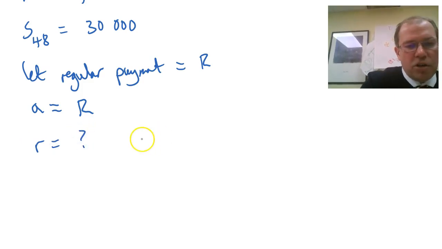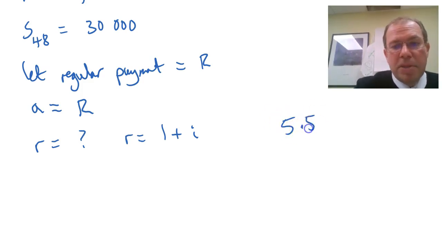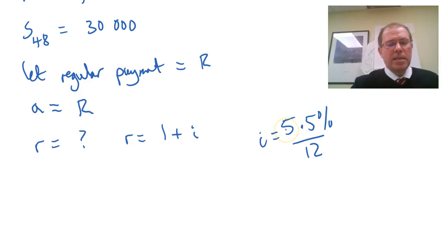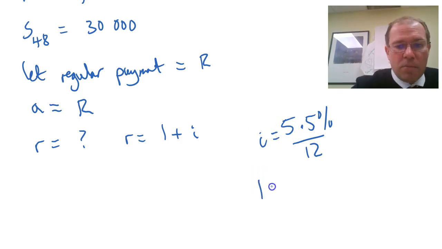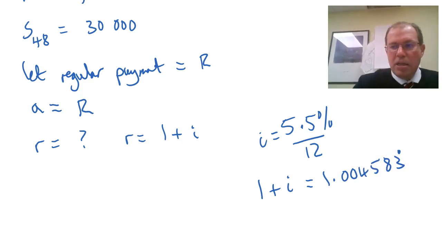The common ratio r is equal to 1 plus i, where i is the interest for your periodic regular payment. In this example we've got 5.5% compounded over 12 months, so i is 5.5% divided by 12. When we add that to 1 and work it out, it's 1.004583 recurring, so not a very nice decimal.